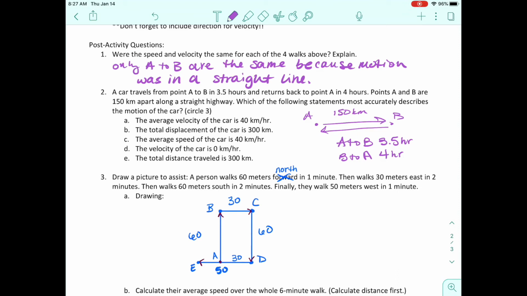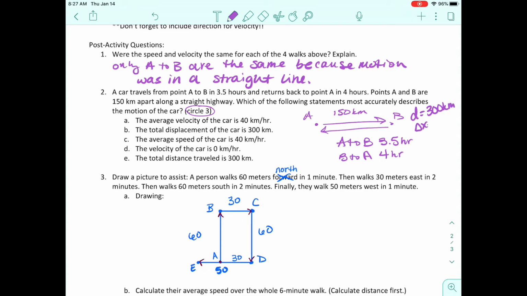Which of the statements most accurately describes the motion of the car? Circle 3. So there are 3 true statements here. I think the easiest way to do this is going to be to figure out the distance, the displacement, the speed, and the velocity. Once we know those, it'll be very easy to pick out the statements that are true. The distance is, we want to add up the trip there and the trip back. So you do 150 plus 150. That's going to be 300 kilometers.